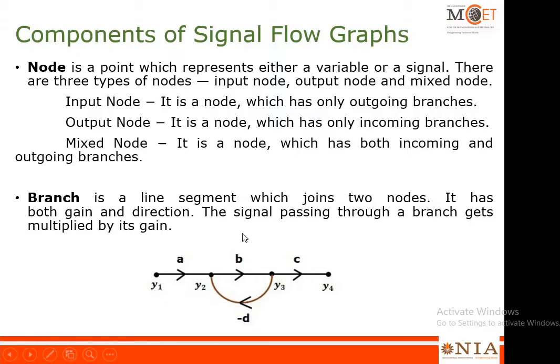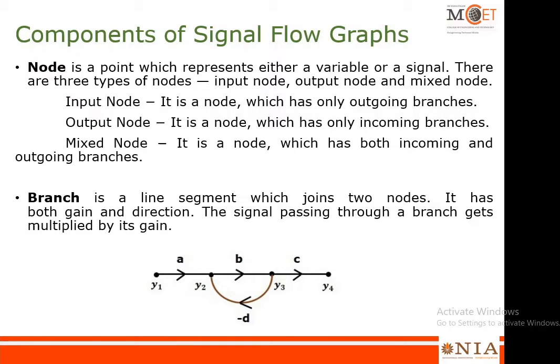So putting all the points together, the signal enters into the input node. It flows like this, and you've got a tapping of signal at this point and getting fed back through a branch with a gain of minus d. And these a, b, c are gains of each and every individual branch. So this is a simple signal flow graph.